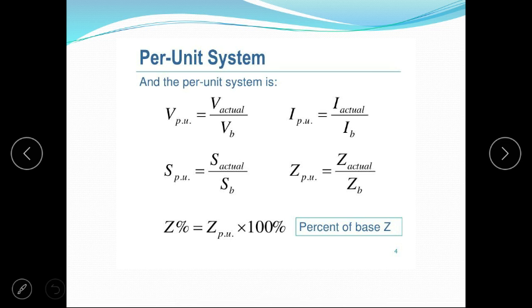And in the per unit system, voltage per unit is equal to V actual upon V base, and I per unit is equal to I actual upon I base. Similarly, S per unit is equal to S actual upon S base, and Z per unit is equal to Z actual upon Z base. So percentage of Z is equal to Z per unit into 100.